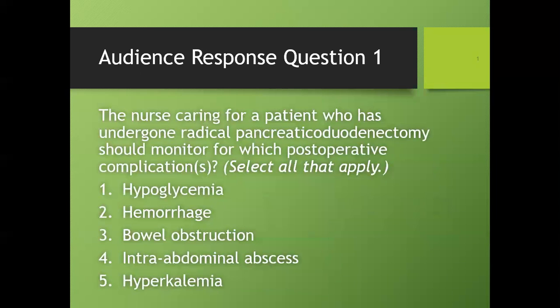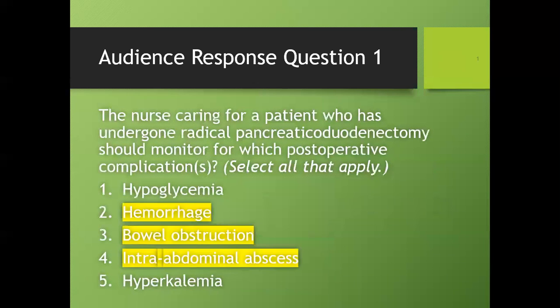So here's your audience response. Question one: the nurse caring for a patient who has undergone a radical duodenectomy should consider or monitor for which postoperative complication. I'll give you a second to think about what it might cause. And I'll show you the answer. The answer for this one is hemorrhage, bowel obstruction, or intra-abdominal abscess.